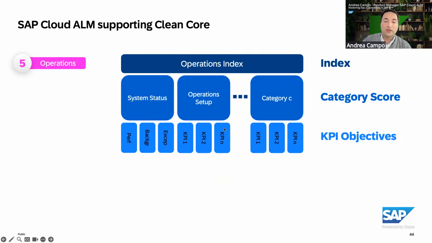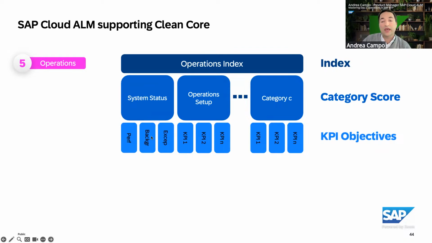So we are going to define these objectives, like, I don't know, reduce the number of exceptions, stabilize the background processing, improve the performances, and so on. We will define these objectives for you. Each objective will be related to a specific category score, and it will contribute to the overall score, of course.